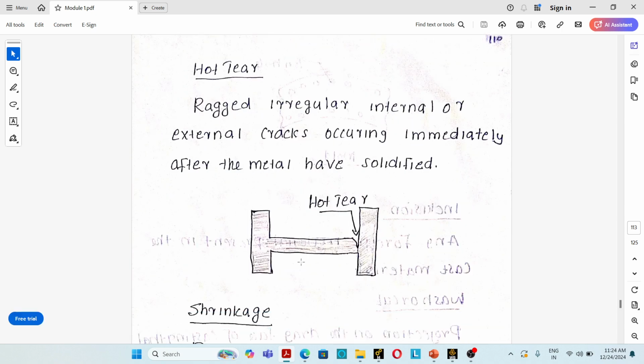The second defect is the hot tear. Hot tear is defined as a ragged, irregular internal or external crack formed immediately after the metal has solidified. That is actually a solidification defect due to sudden change in cross section. You can see the hot tear here.